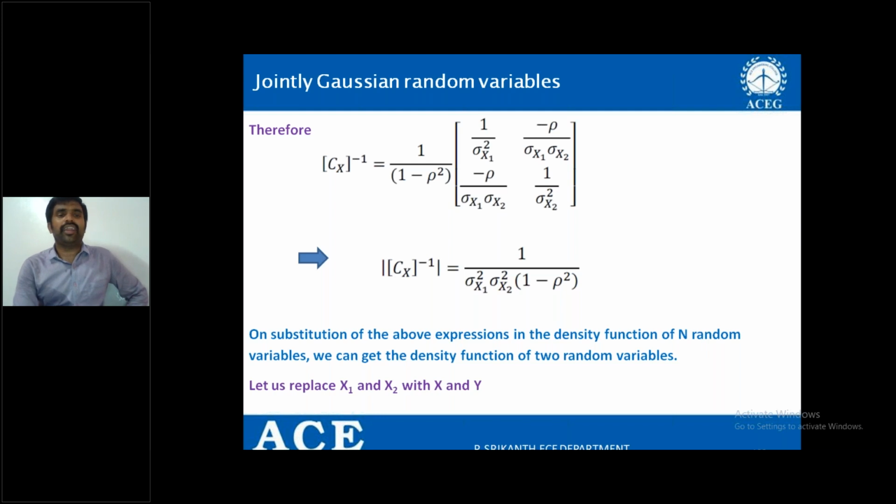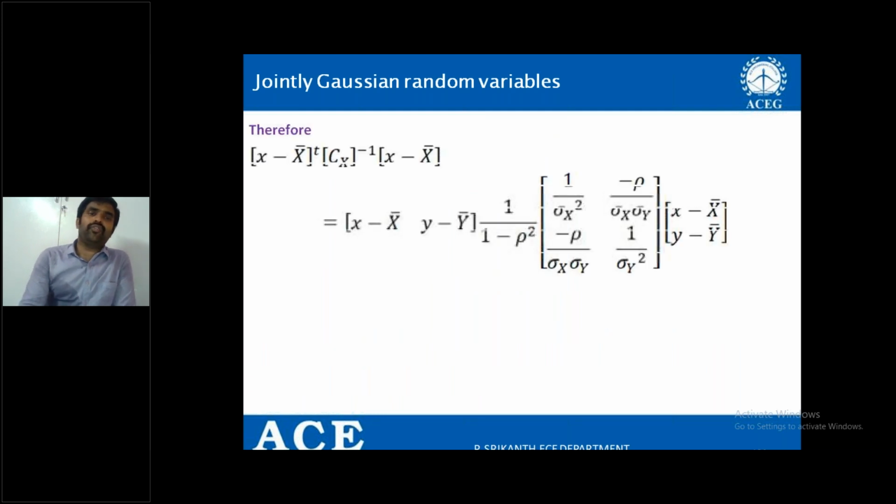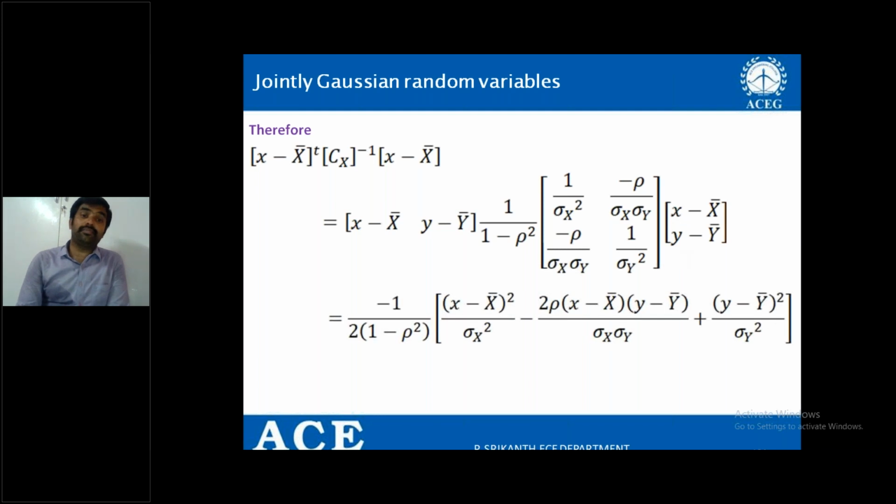At the same time, let us replace x1 and x2 with x and y to avoid confusion, right? So if I substitute it, x minus x bar transpose is x minus x bar, y minus y bar. Cx inverse is already calculated. Here it is a row matrix, and this is a column matrix, that is x minus x bar, y minus y bar, right? So x1, x2 are replaced by x and y. Now I can simplify this.